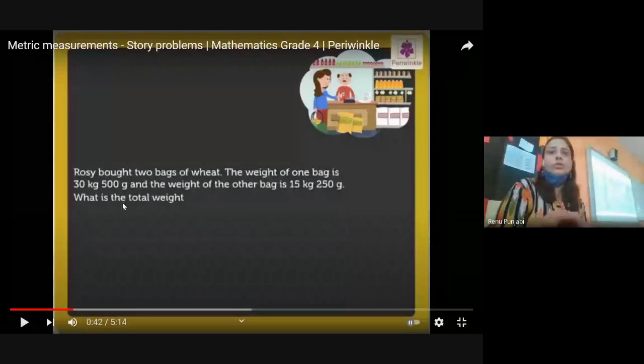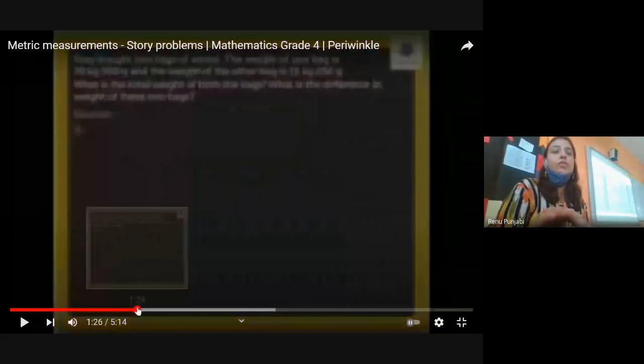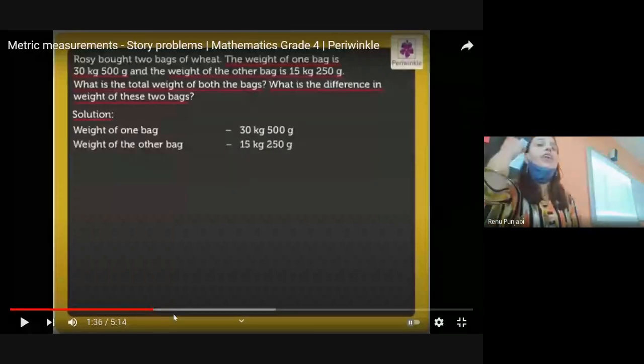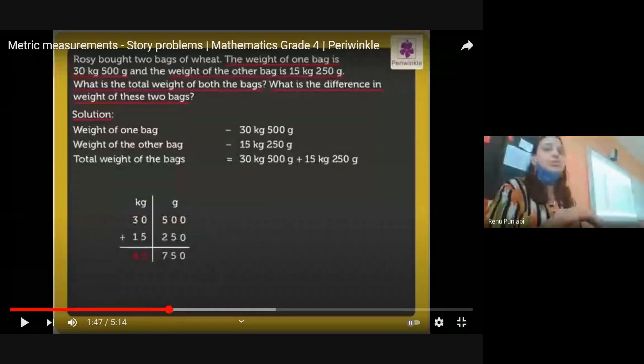Now we start writing the solution of this question. Weight of one bag is 30 kg 500 gram. Weight of the other bag is 15 kg 250 gram. Now we arrange them in the form of columns. Start writing the solution: 30 kg 500 gram, 15 kg 250 gram. Without a statement you are not able to solve story problems, so it is compulsory to write the statement.